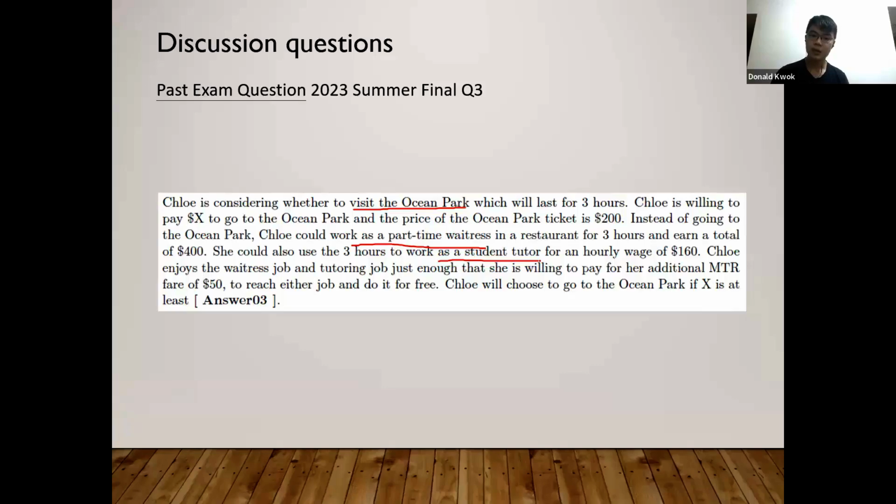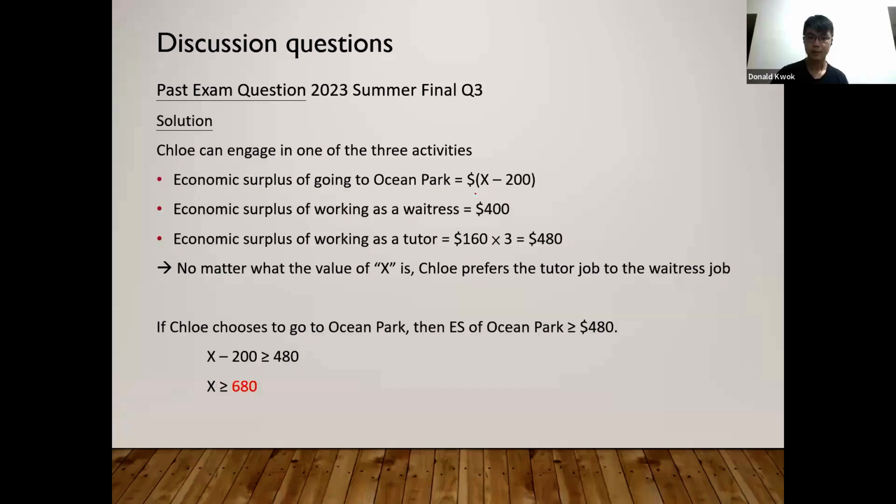So what is the economic surplus of visiting Ocean Park? The benefit side would be X dollars, right? Because Chloe is willing to pay $8 to go to Ocean Park, while the cost side is the price of the ticket, $200. So this is why the economic surplus of going to Ocean Park is X minus 200.